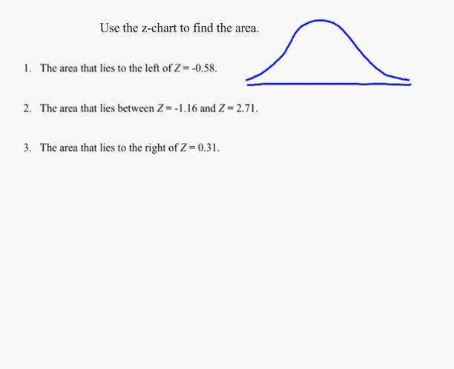For example, this first z-score is negative. We discussed that the mean is always in the middle of a normal distribution, and that corresponds to a z-score of 0. Any negative z-score would be to the left of that, so maybe z equals negative 0.58 is over there. We draw a line up, and we shade that in. Okay, and we go look that up in the chart.